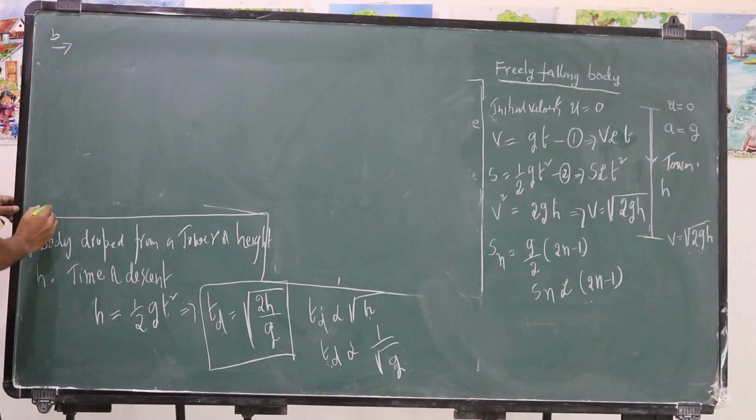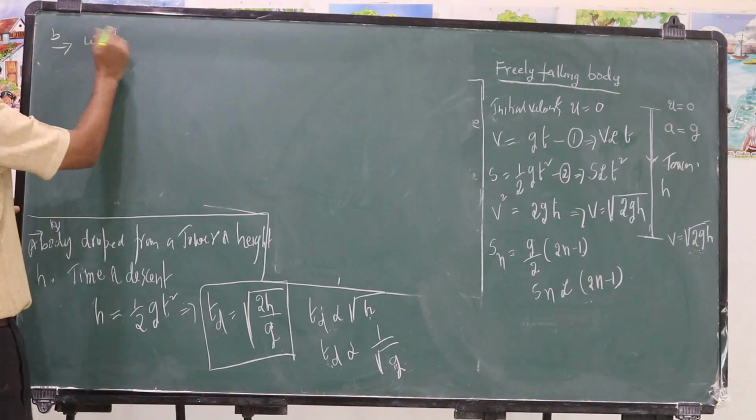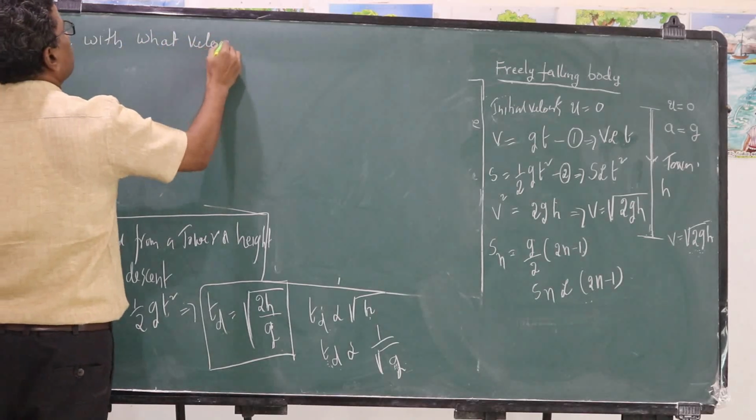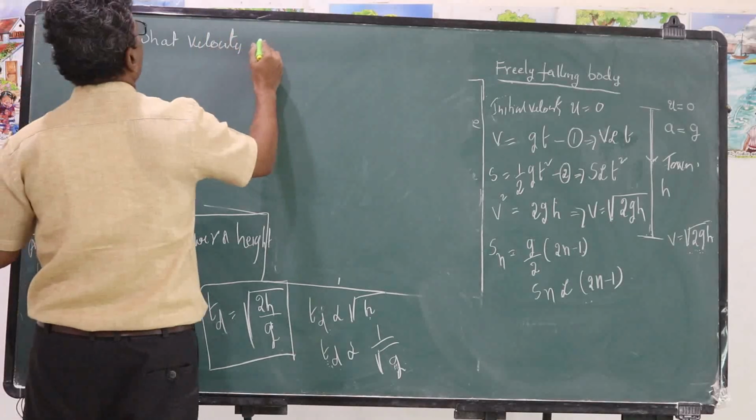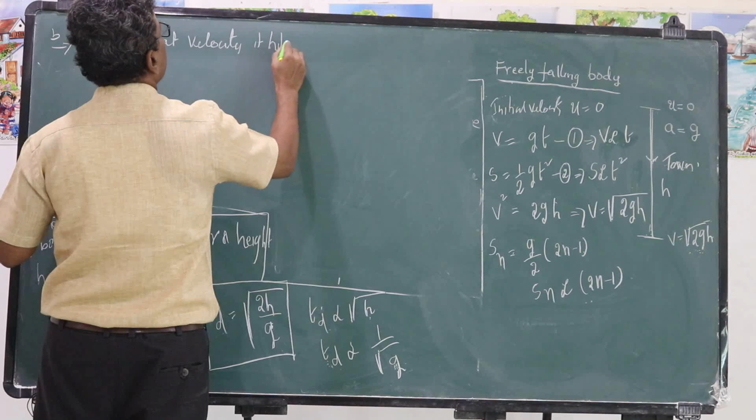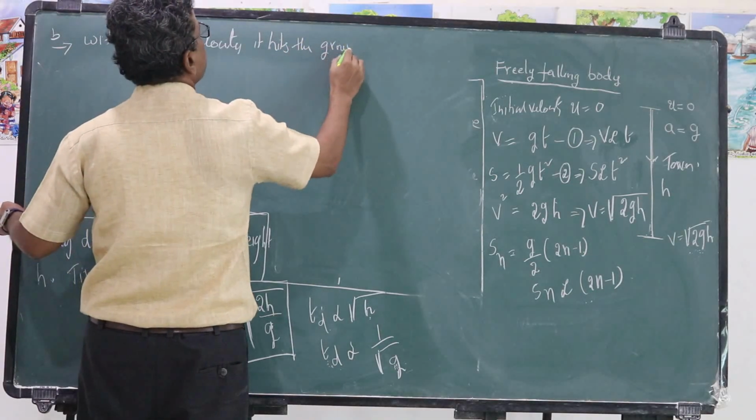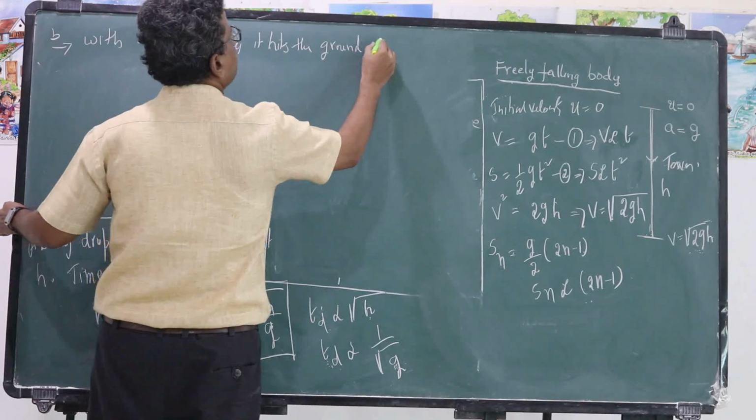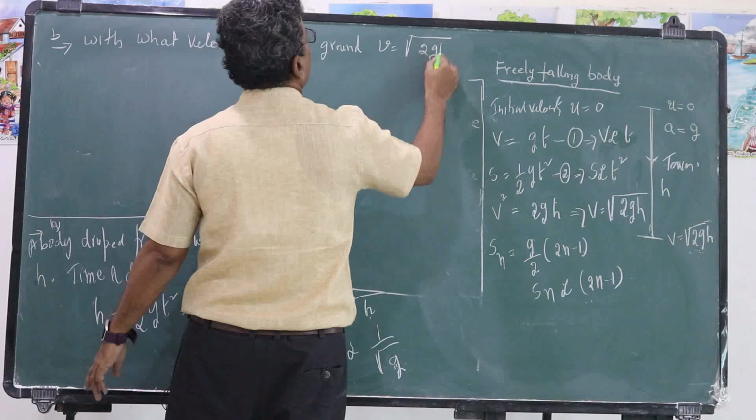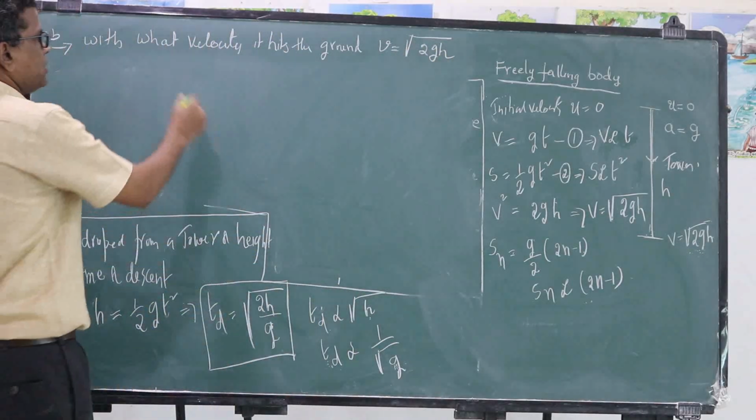So with what velocity will it hit the ground? This is B. With what velocity does it hit the ground? For this question, what is your answer? v = square root of 2gh. With what velocity will it hit the ground? Square root of 2gh. How did we get this?